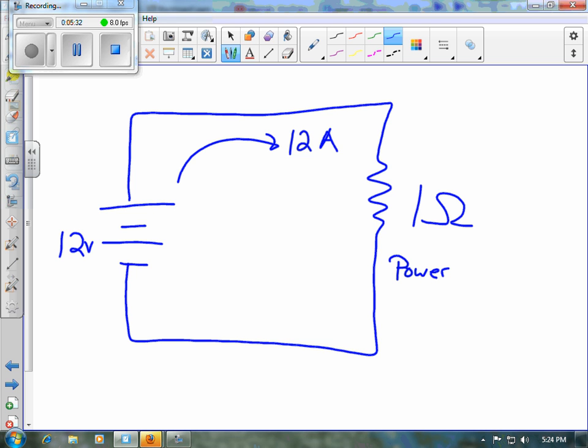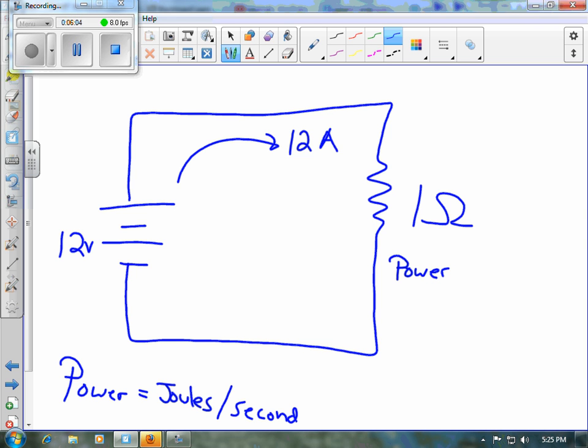So there's a couple different ways to figure this out. There's two equations for power. And we've learned a little bit about power in the class already in different topics. When we talked about work, we talked about how much energy, which is measured in joules, and power is joules per second.